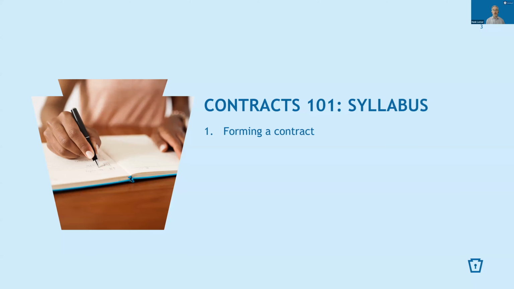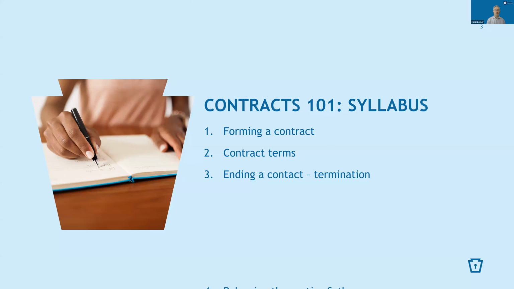The first section we're going to be talking about will be formation. How do we form a contract? The second section is going to be contract terms. So if you have a contract, what are the terms of that contract? How can you tell what they are? The third item is going to be termination. So what happens when we don't want to have a contract anymore?